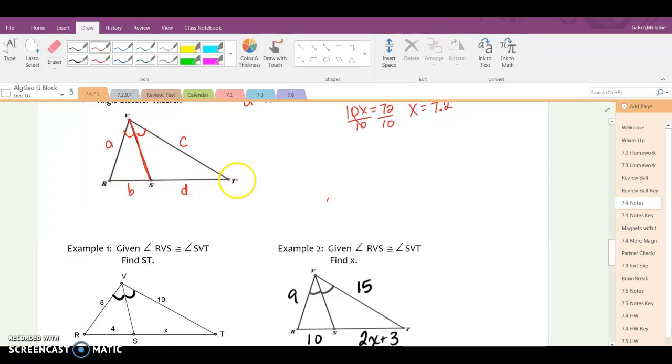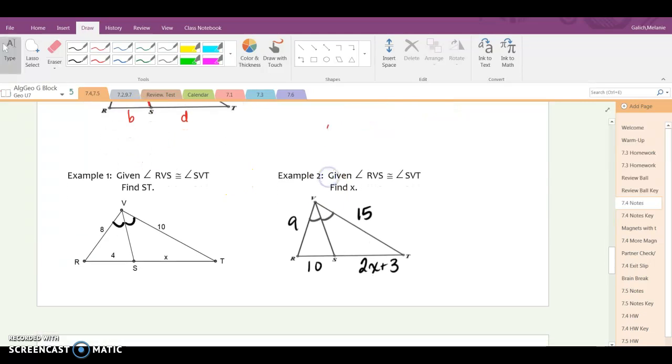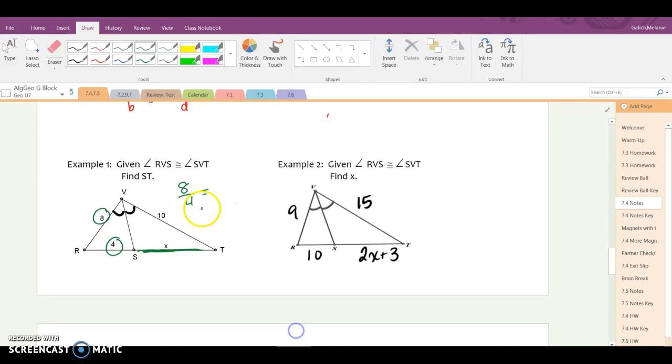RVS and TVS. Now if it wants us to find ST, and it's given that RVS is congruent to SVT, we're trying to find X right here. If we have angle bisectors, this is pretty easy. We take our 8 over 4 from our one set, equals our 10 over X in the same exact spot on the other angle. Cross multiply, so we get 40 equals 8X, divide by 8, so X equals 5. So ST equals 5.